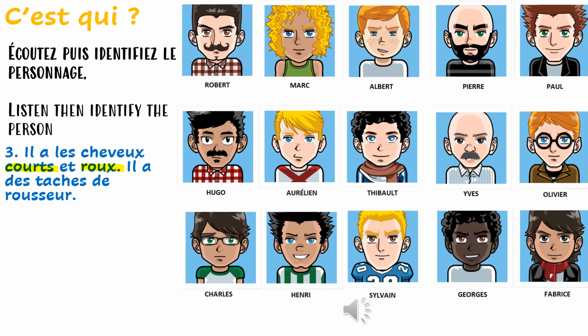So who are the two redheaded guys? Okay, I just gave it away. There are actually three. You have Albert here. Not Einstein. You have Olivier. And let's put Paul in the mix. Okay? So Albert, Paul, and Olivier. But who is the one with des taches de rousseur? Répétez. Des taches de rousseur.